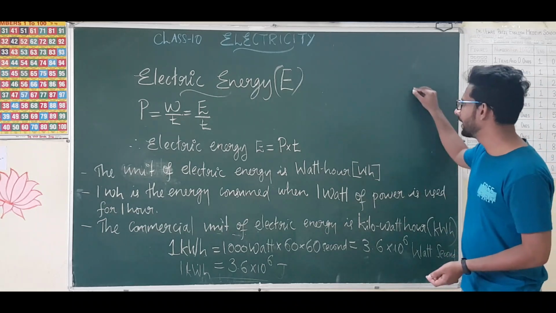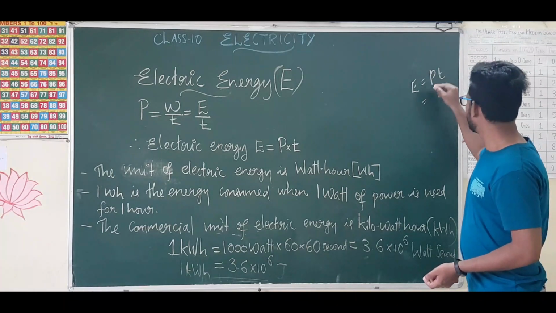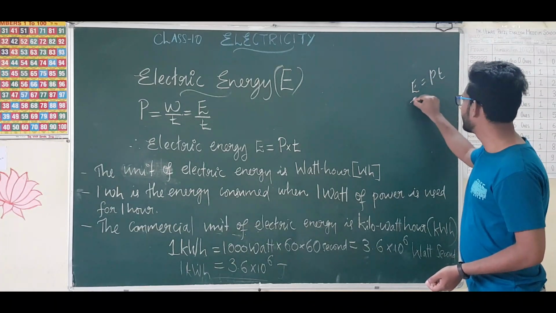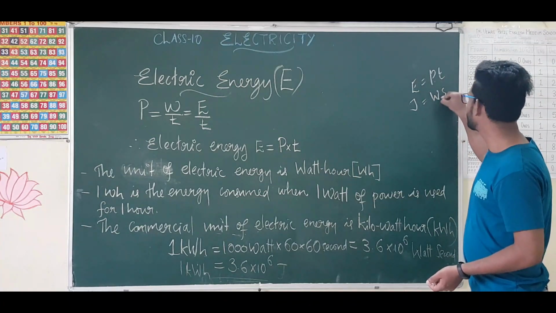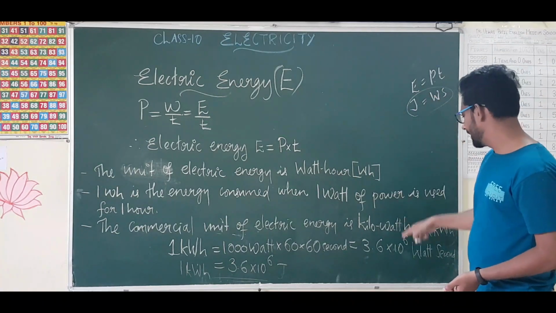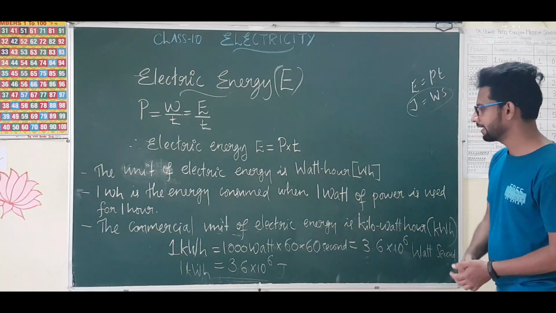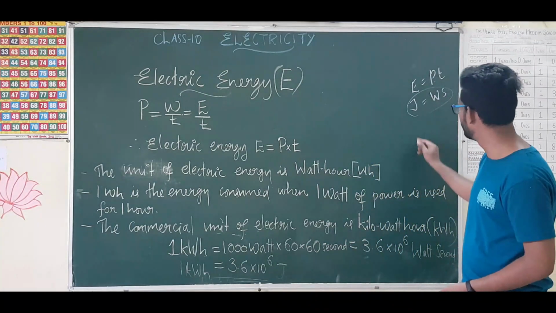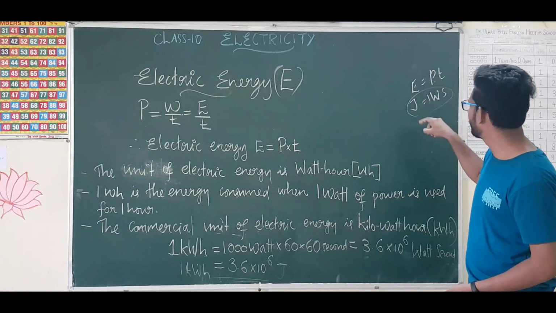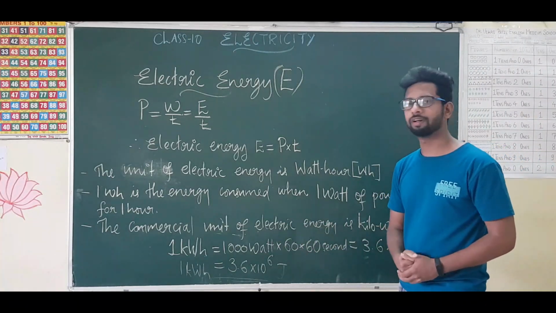How are we getting this? See, E equal to P into T. The unit of electrical energy is joule. Then P equal to watt and time equal to second. These are the SI units. So we will get 1 kilowatt hour equal to 3.6 into 10 to 6 watt second. And we are replacing that, 1 watt second equal to 1 joule. So we will get 1 kilowatt hour equal to 3.6 into 10 raised to 6 joule.